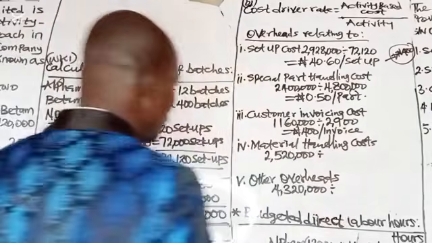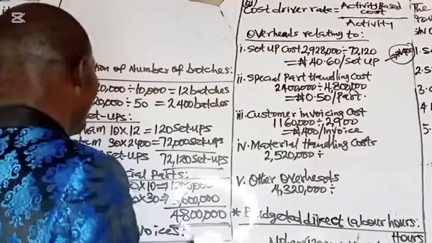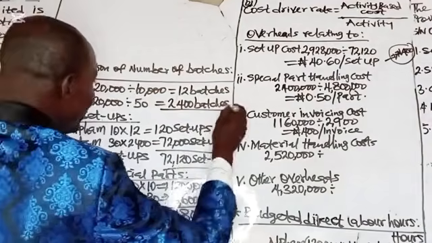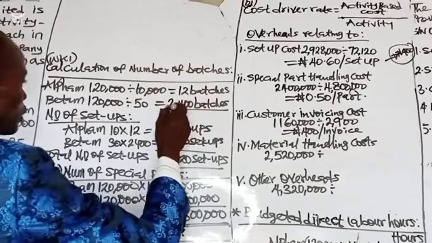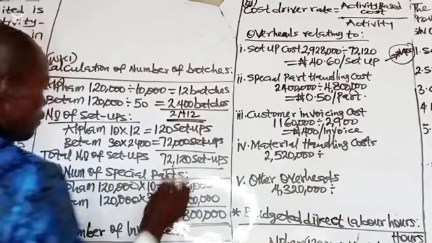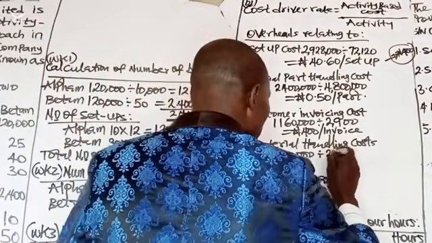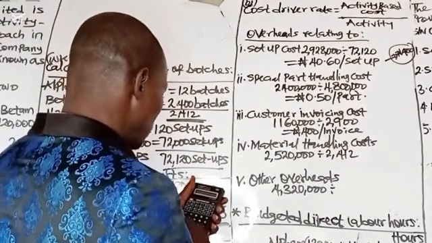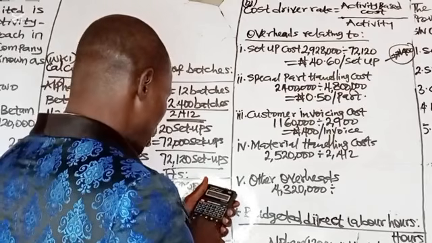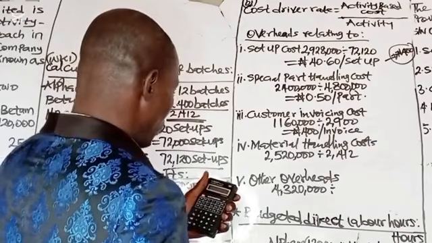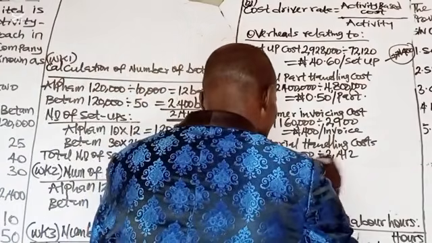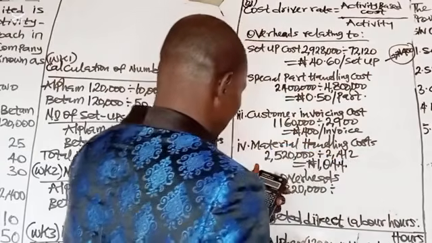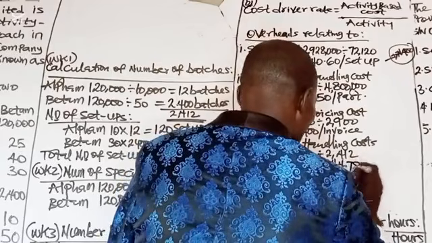Then material handling cost. You have to use the number of batches. The number of batches obtained, if you add this together, is 2,412. So you divide 2,520,000 by 2,412. That gives us 1,044.78 per batch.